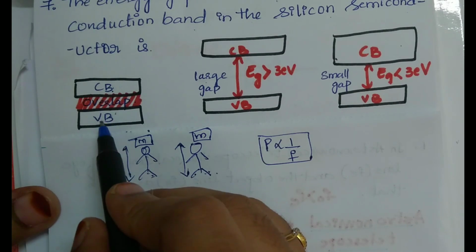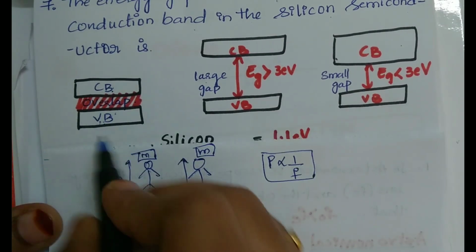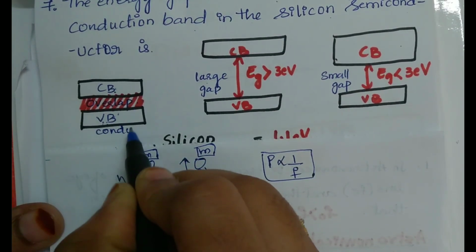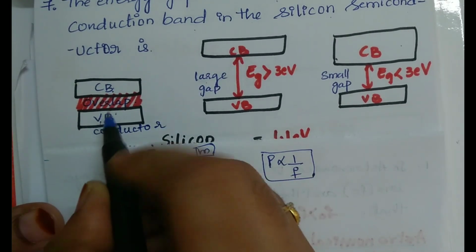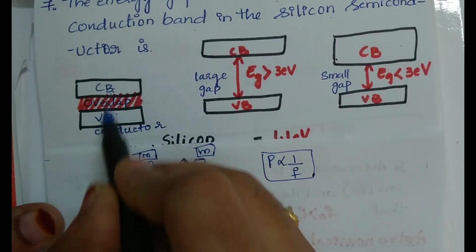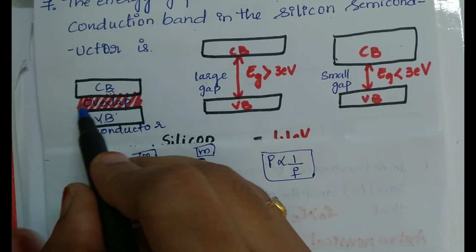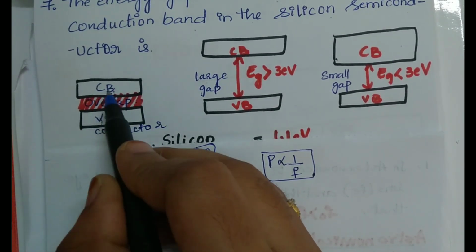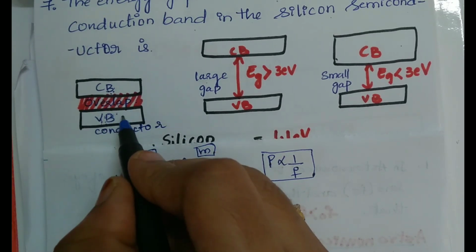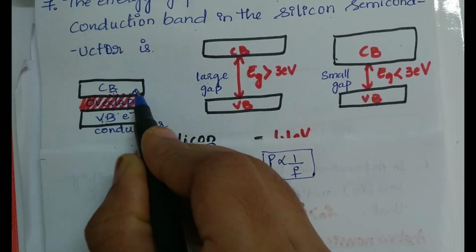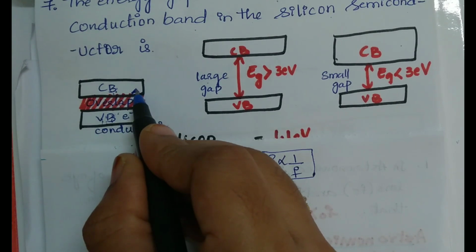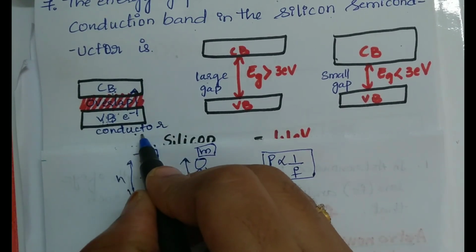Here in case of metals or conductors, the gap between the valence band and the conduction band is overlapped. There is no gap between the valence and the conduction band. So it is very easy for the electron to jump from the valence band to the conduction band. So it is called a conductor.